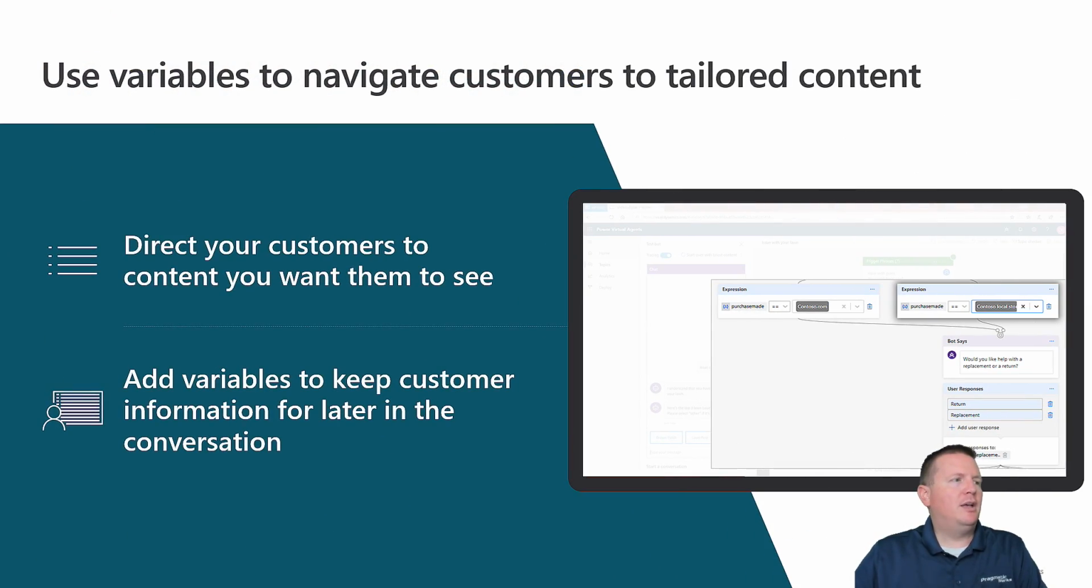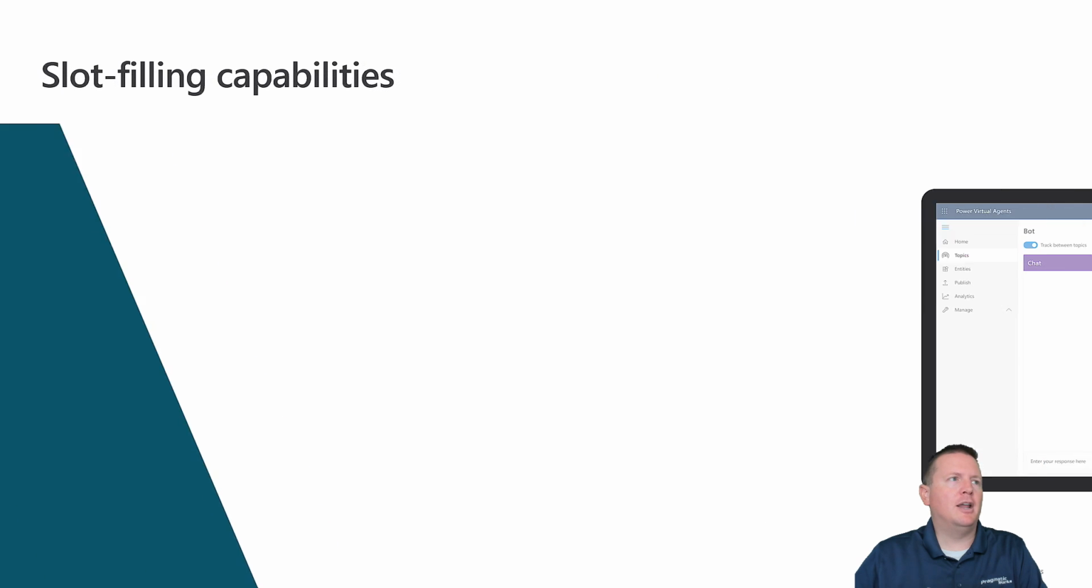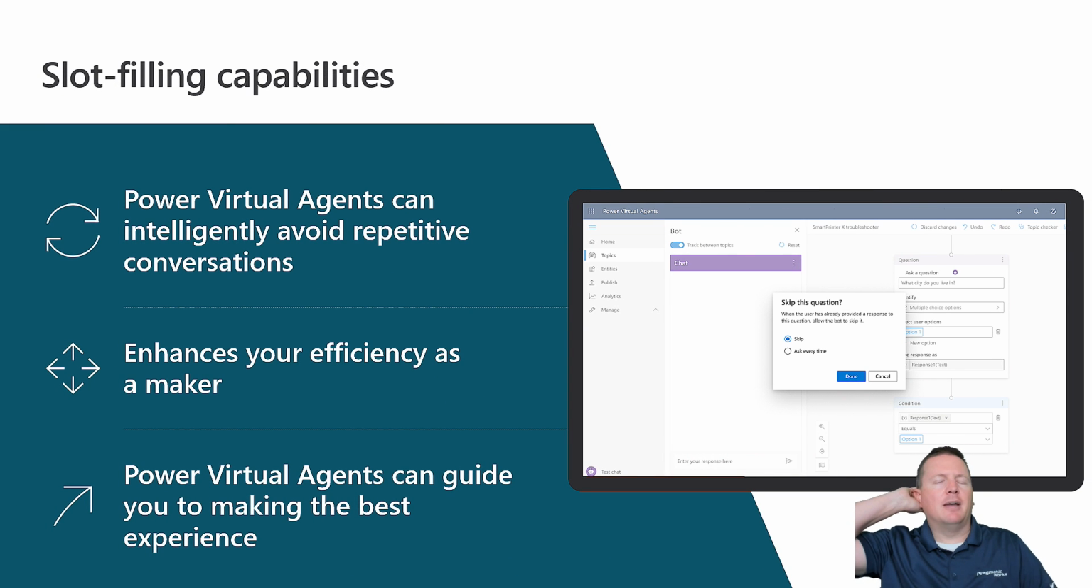All right. This slide actually just repeats what we just talked about. Variables allow us to keep and store information and pass it along to later parts of our interaction. And then slot filling. I mentioned slot filling, but haven't discussed it yet. So slot filling you can think of as Mad Libs.